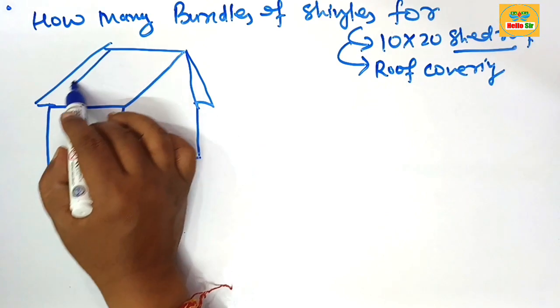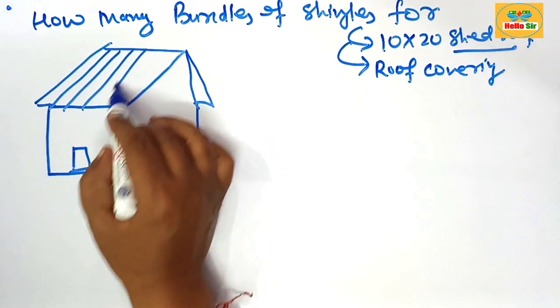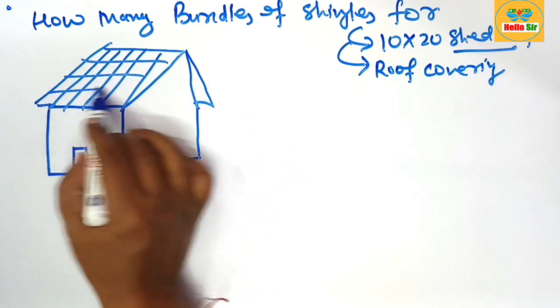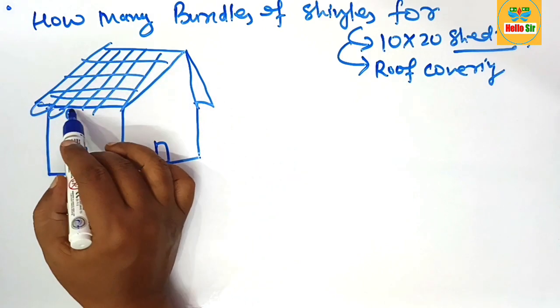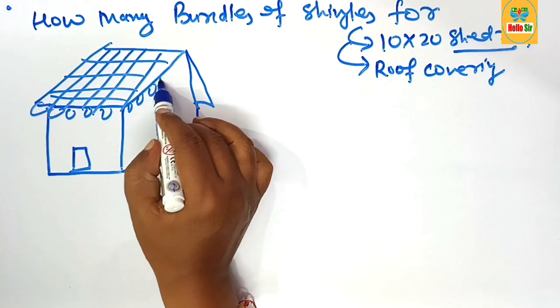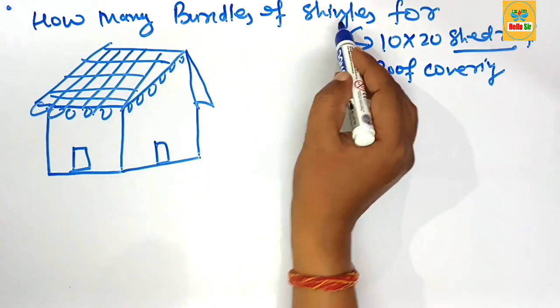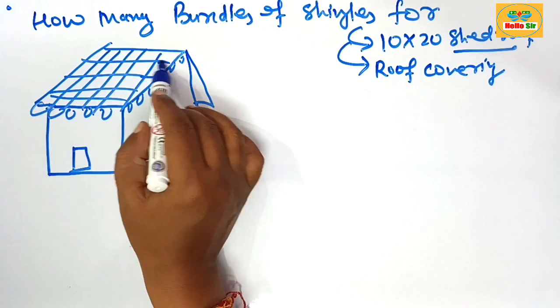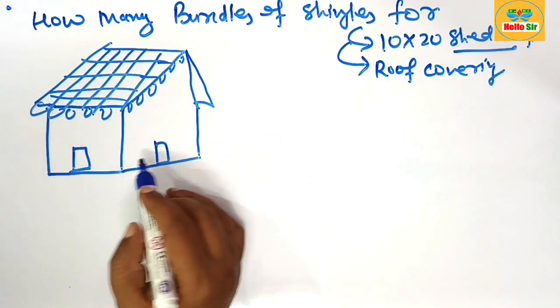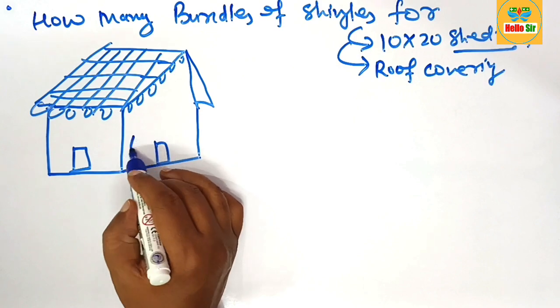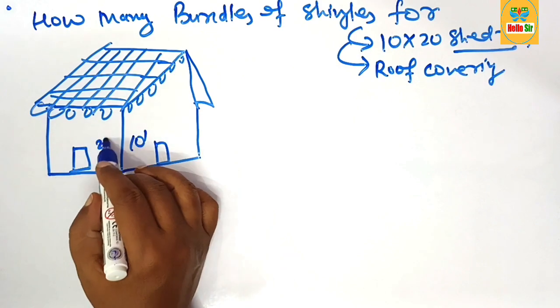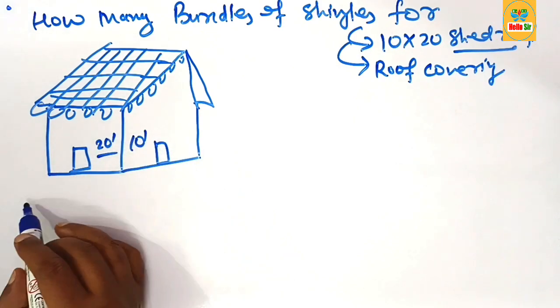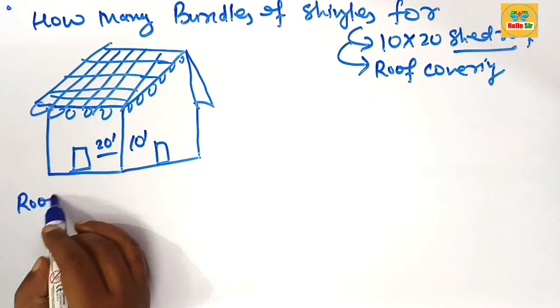This one is your shed roof, and that is the roof structure, and that is the overhang. The shingles material is put here in different patterns to cover the roof area. That dimension is 10 foot and this one is 20 foot. What will be the dimension for the roof size?